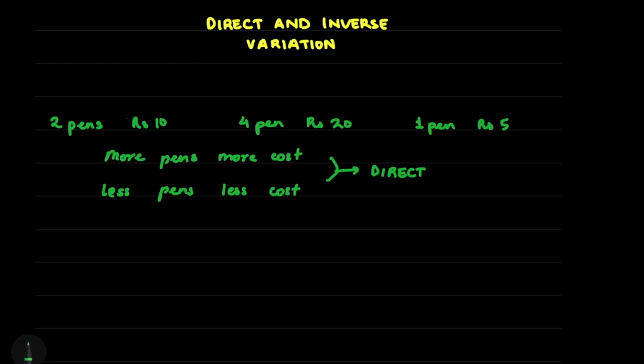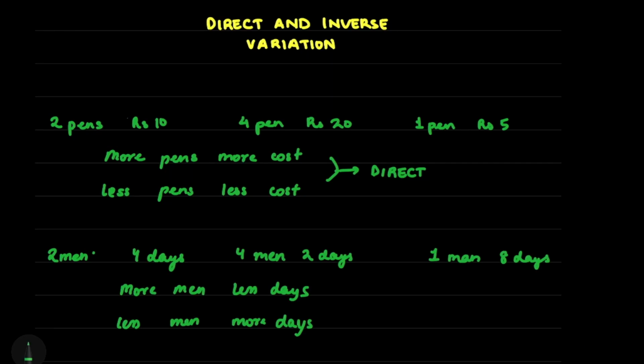Let's take another example. So say 2 men can finish a job in 4 days, then 4 men can finish the same job in 2 days, and one man would need 8 days to do it. So this means two things. More men would need fewer days, but fewer men would need more days. So this is an indirect relation. And this is the basis of this chapter. This is what we need to understand and apply in every word problem that we get into.